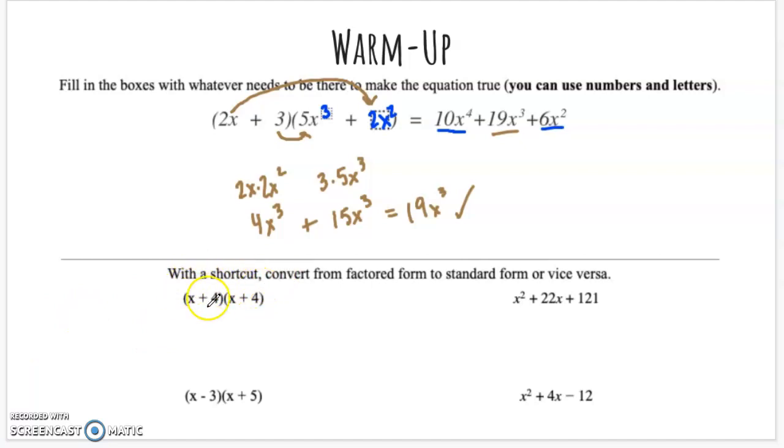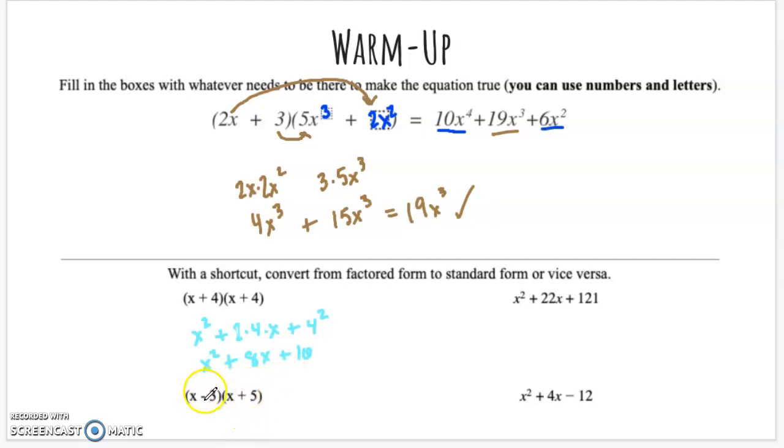With a shortcut, convert from factored form to standard form or vice versa. Here I see my two perfect squares, which means I'm going to square my first term, x, and square my last term, 4 squared. So that means I have x squared plus 8x plus 16. That would be that shortcut.